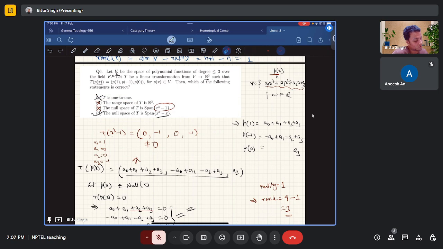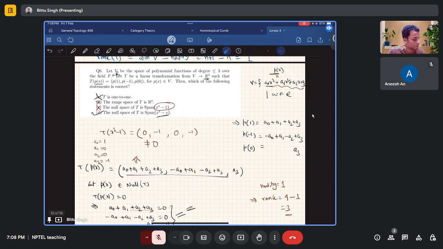To get the other option, we can solve. We just solve and we can see that it is generated by this. Therefore, T is not 1 to 1. 1 to 1 means it is a bijection. It is not even an injective map because the kernel contains something. Injectivity is only possible if and only if the kernel or null space is 0. So this is the only correct answer.